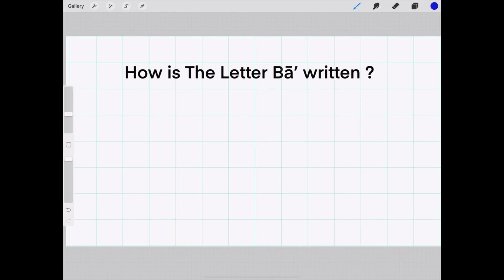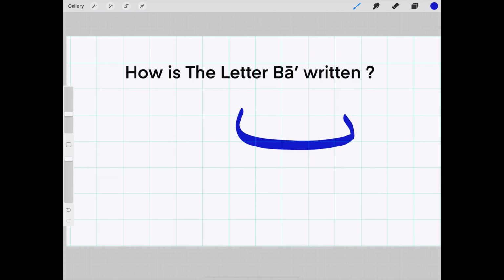Most of the letter is written or drawn on the horizontal line. I will start with the right arm and then go through the body of the letter and end with the left arm. So most of the letter is on the horizontal line. The right and left arms are above the line but are attached to the body of the letter. And then you add a dot underneath the letter, below the horizontal line.